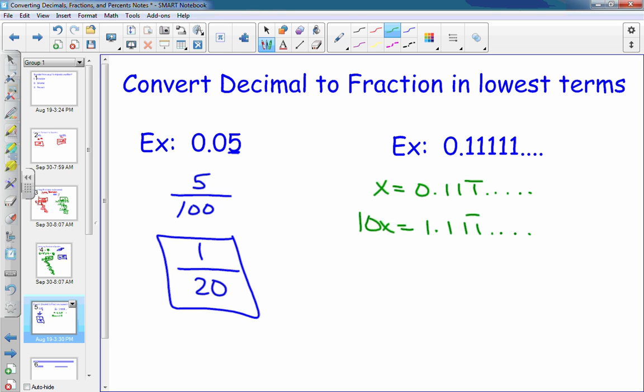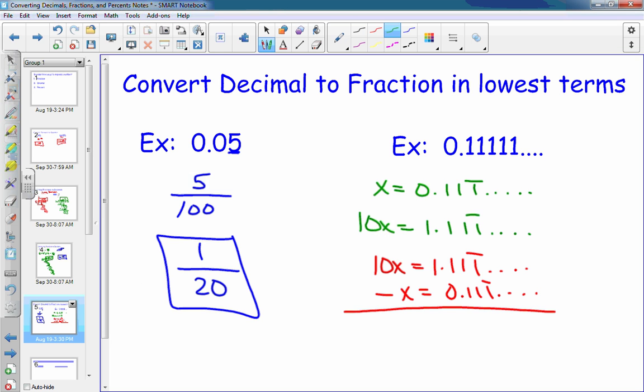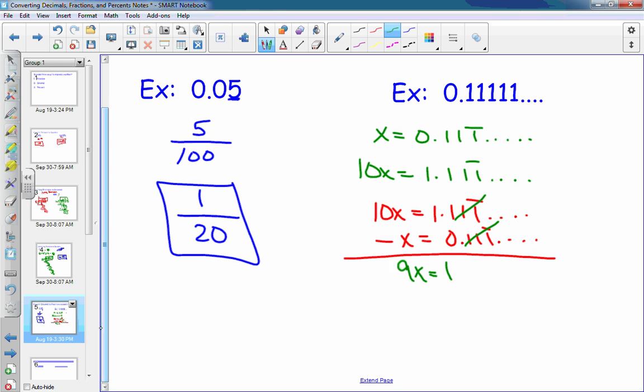And then what I can do is I can subtract these two. So if I subtract these two, what we have here is 10x take away x is going to be 9x. And then 1 take away 0 is still 1. And then these all cancel out, don't they? Do you see those go away? Which is pretty cool, right? And then I have this equation. So how do I solve that? Divide by 9. So I have x is equal to 1/9. So the fraction equivalent of 0.11111 repeating is 1/9.